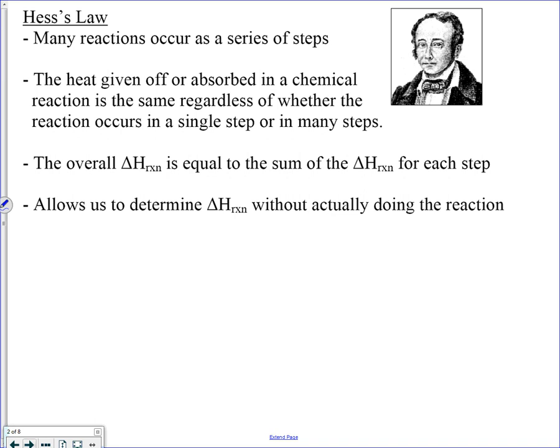So Hess's Law states that many reactions occur as a series of steps. A lot of reactions that happen in the world and in our bodies happen as a bunch of little steps. So in order to calculate the heat of a reaction, sometimes we calculate the heat of each individual step. That's what we did in our lab last week. But sometimes we can manipulate different chemical equations and reactions to find the heat of an overall reaction, or a much larger reaction that occurs as a series of steps.